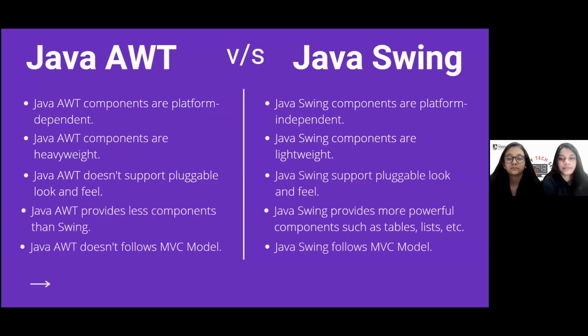Definitely, there are multiple ways to develop GUI-based applications in Java, out of which the most popular ones are AWT and Swing. But surely there are differences between them. The AWT components are platform dependent, heavyweight, don't support the pluggable look and feel, provide fewer components than Swing, and don't follow the MVC model. Whereas the Swing components are platform independent, lightweight, support pluggable look and feel, provide more powerful components, and follow the MVC model.